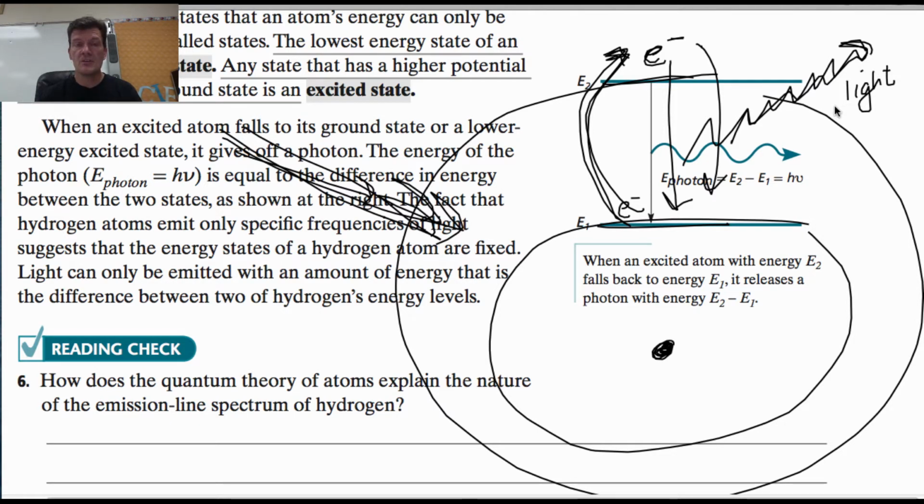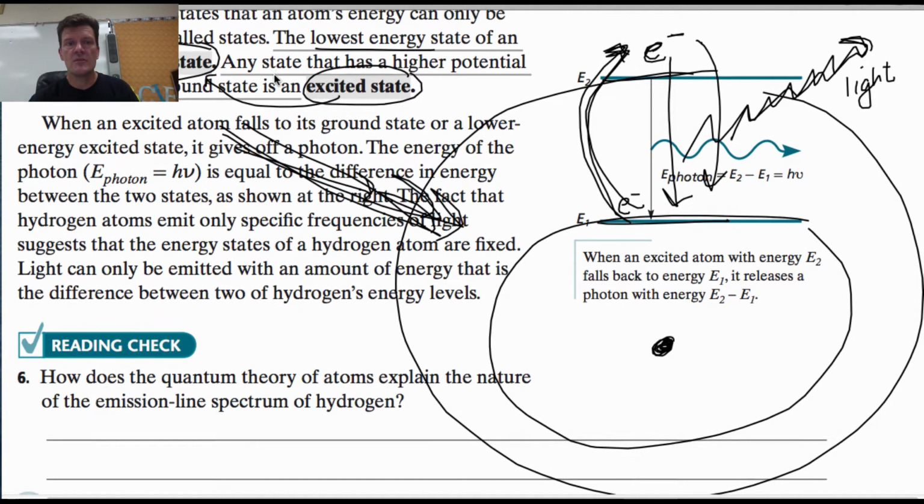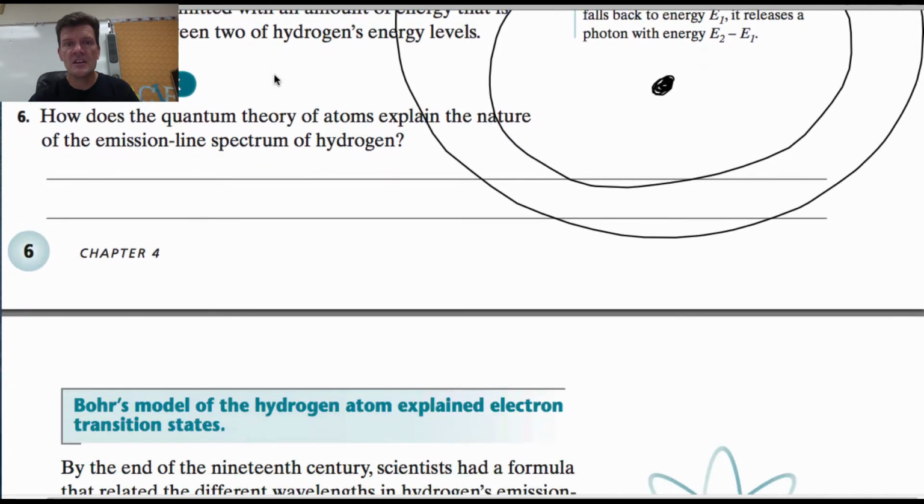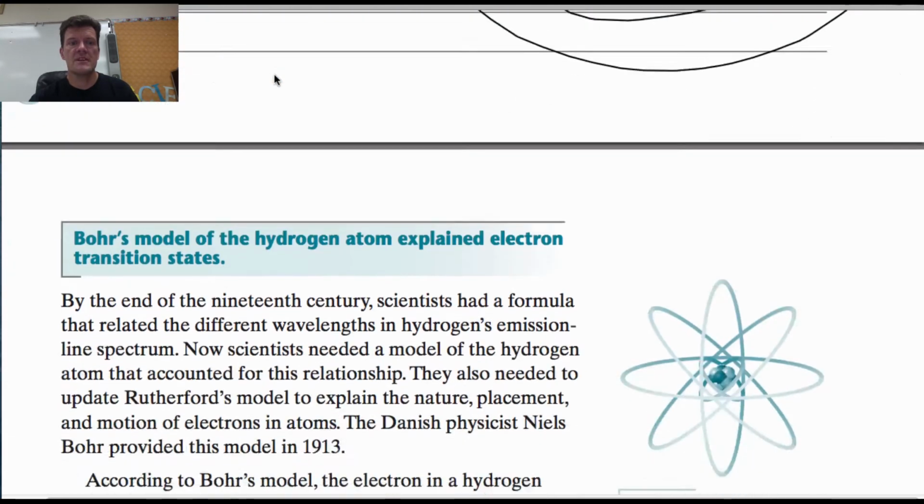Okay? So, the idea here is, when electrons are in their ground state, the ground state is the lowest energy level. When they get excited, they go up to an excited state. When they drop back down, they release energy in the form of light. Key point. Okay? Key point.